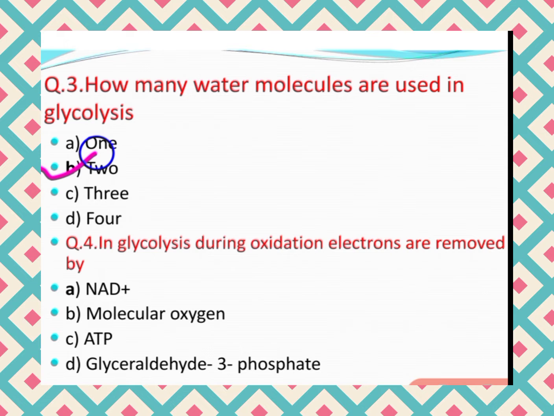Then question number 4, in glycolysis during oxidation, electrons are removed by option A NAD+, option B molecular oxygen, option C ATP, and option D glyceraldehyde triphosphate. Which will be the correct answer? The correct answer will be option A, that is NAD+.